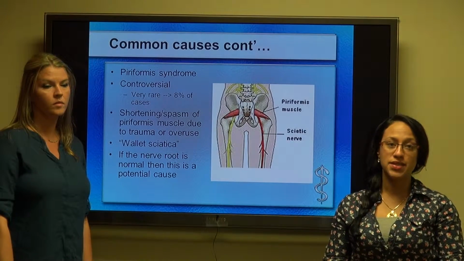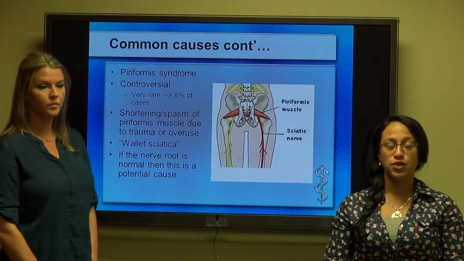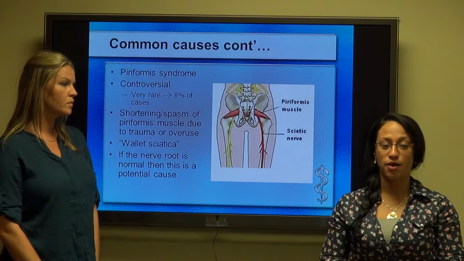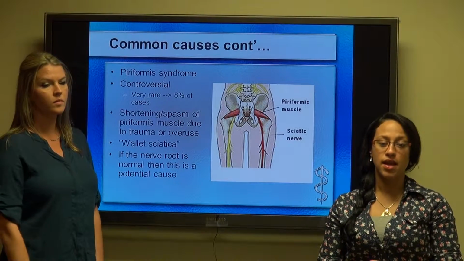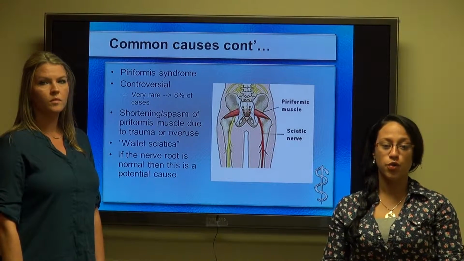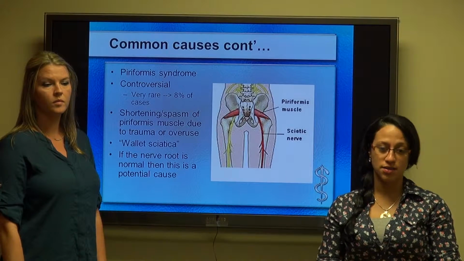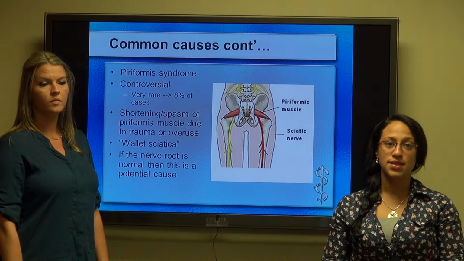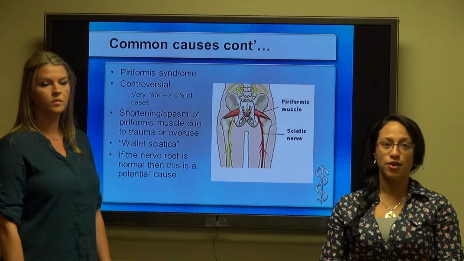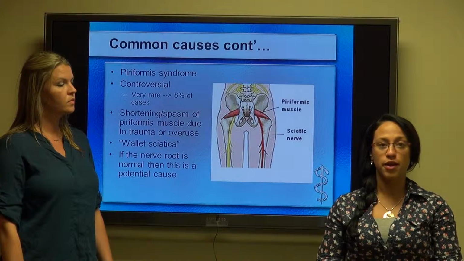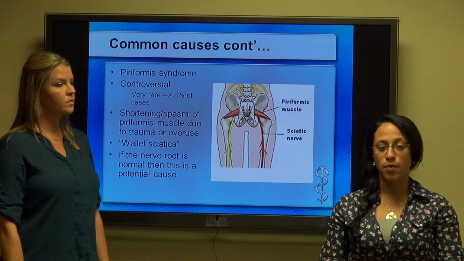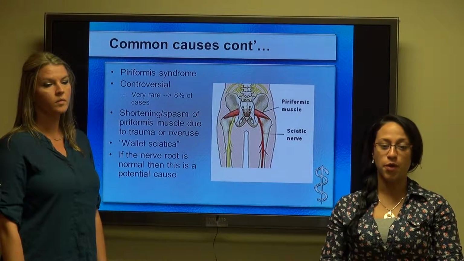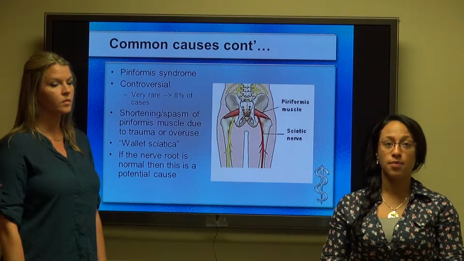Piriformis syndrome is another potential cause. It's fairly controversial. Some research says that it's very rare. Other cases indicate that there's about an 8% chance of developing it. It essentially results from a shortening or spasming of the piriformis muscle, secondary to trauma or overuse. They often call it the wallet sciatica, from keeping a wallet in your back pocket and then sitting on that for long periods of time, which can inflame that piriformis muscle, causing pain.